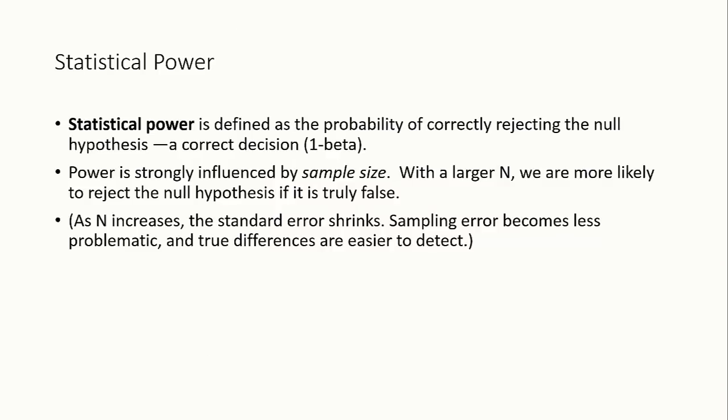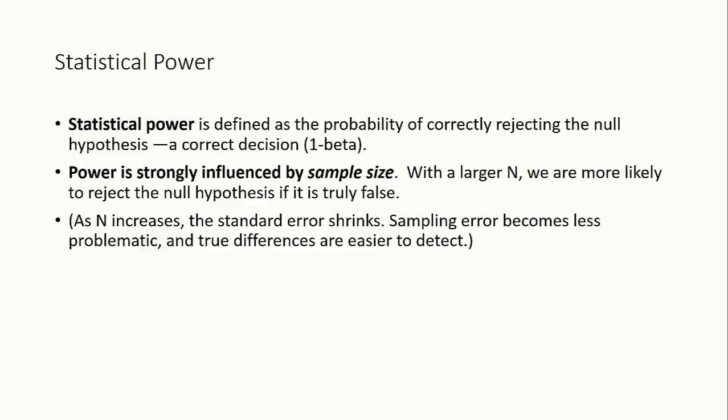And this is the last slide in this one. And really the thing that I want to pay attention to the most in this one is the idea that power is strongly influenced by sample size. And that's because when sample size goes up, standard error gets smaller, sigma divided by the square root of n, for example. n goes up, it gets smaller. And that makes it easier to detect real differences when you have a larger sample size.